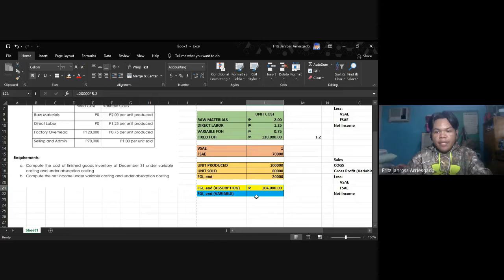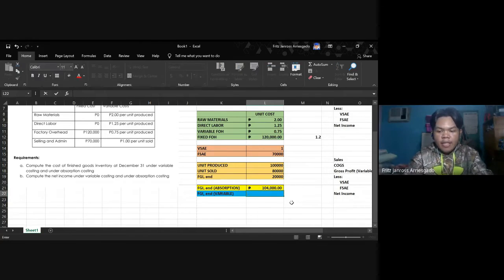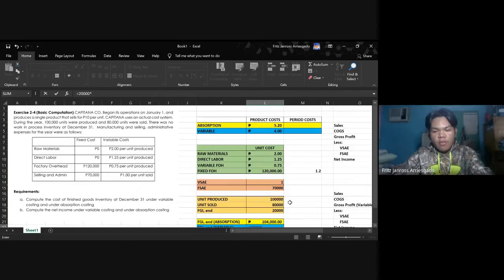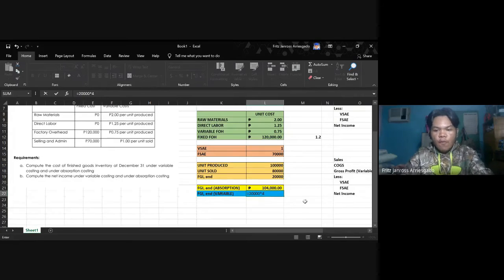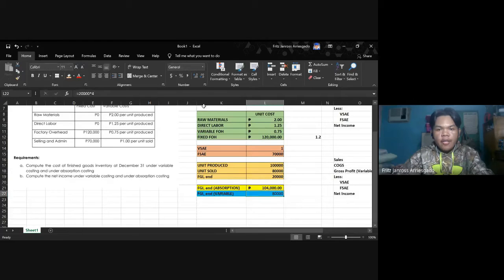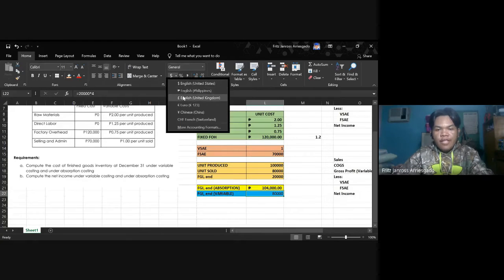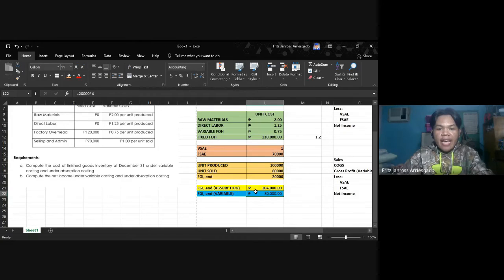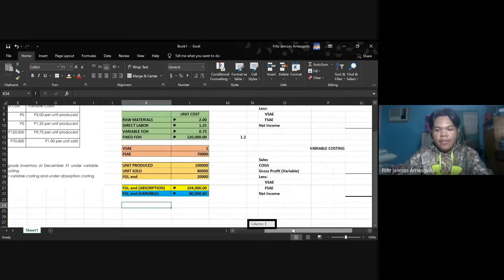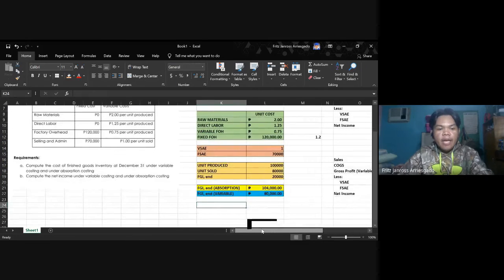104,000 pesos. And for variable, same process, you multiply 20,000 by your product cost, which is 4 pesos. So your finished goods inventory at year end, or at December 31, under variable costing is 80,000 pesos. So that's requirement letter A. And now let's go to requirement letter B.